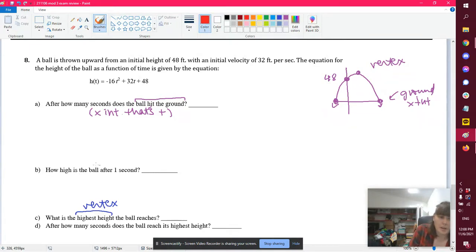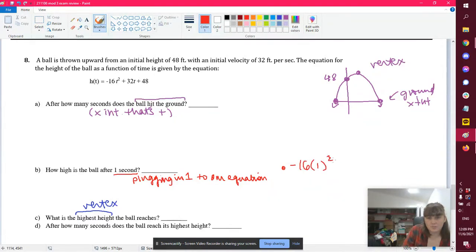And then we're talking about how high the ball is after 1 second. We're just plugging in 1 to our equation. We want the function in different forms for different questions. For part B, when we're just plugging in 1, we can just do that without messing with the function at all. That's not a 2. Right? We can just plug in 1 every time we see t and solve for h.